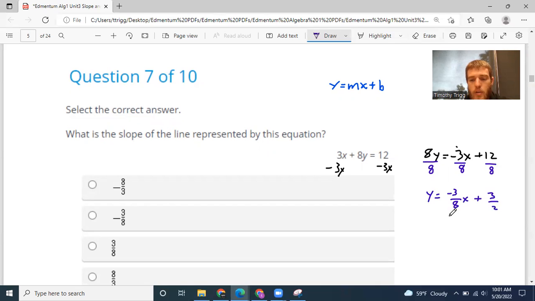So what's our slope in this case? Well, the slope is whatever your m is, that's the coefficient in front of the x. So our m in this case is negative 3/8.